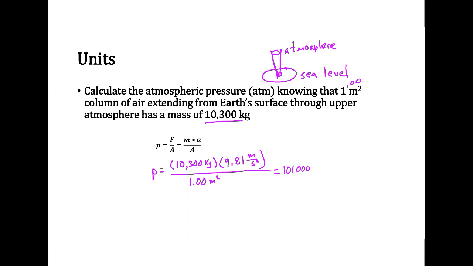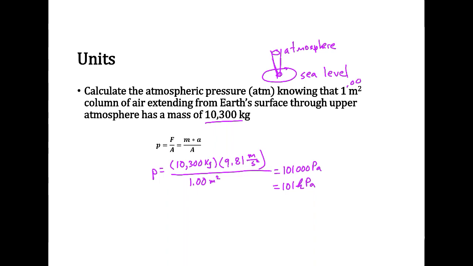is 101,000 pascals, which is also equal to 101 kilopascals. Okay, so this would be like taking 101,000 pennies and stacking them on top of each other. That's how much pressure the atmosphere is exerting down on Earth's surface. Okay, so we'll actually see here in just a little bit that this is really close to the conversion factor going from atmospheres to pascals.